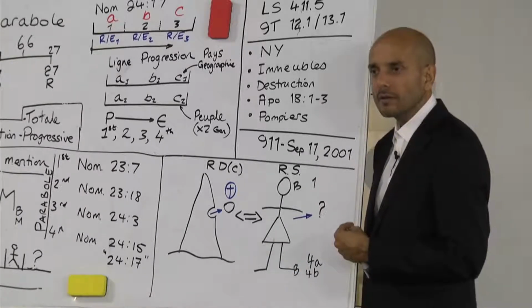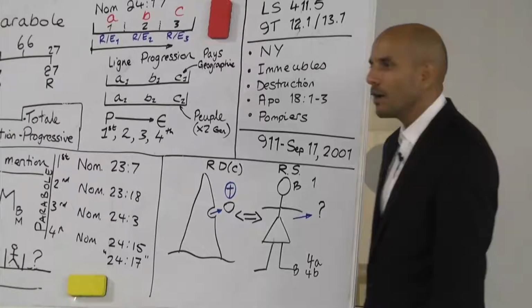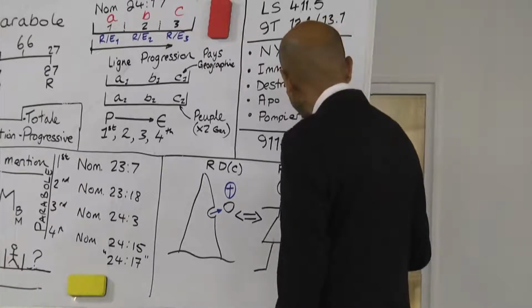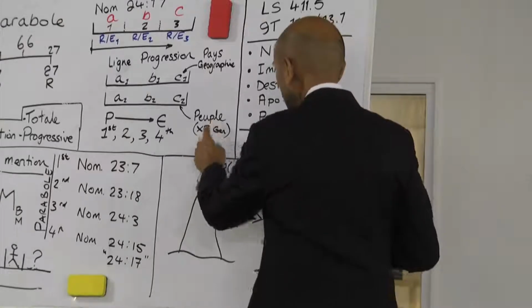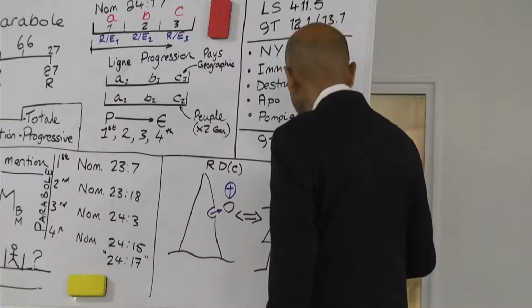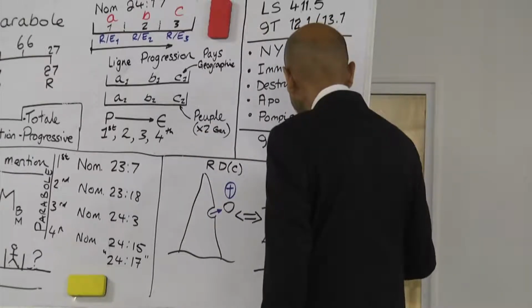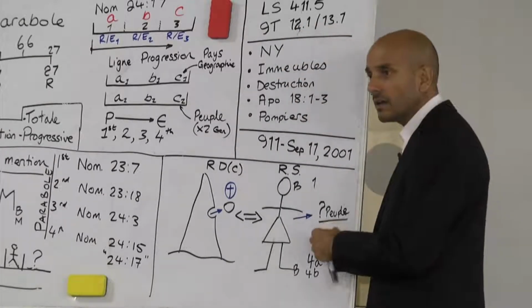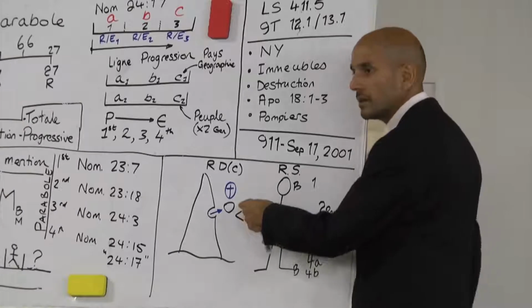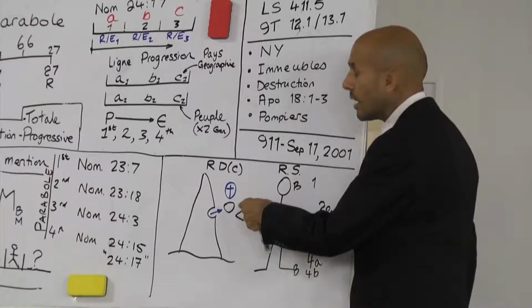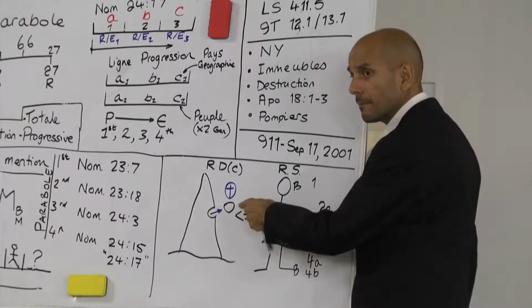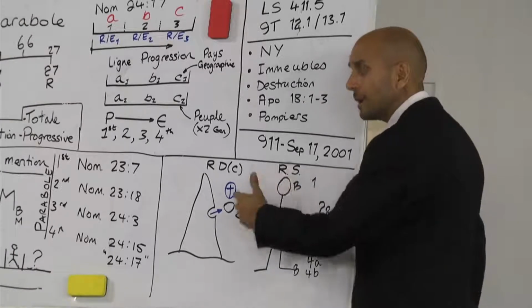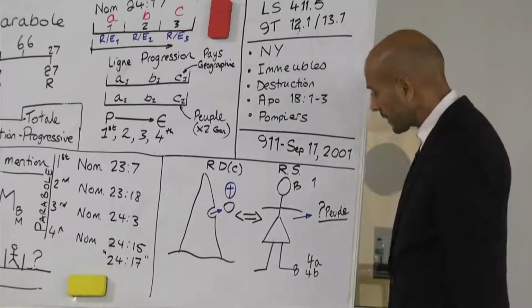So in Revelation 18, what comes out of Babylon? My people. If there are people coming out here, what must these be? Has to be people. People and people.